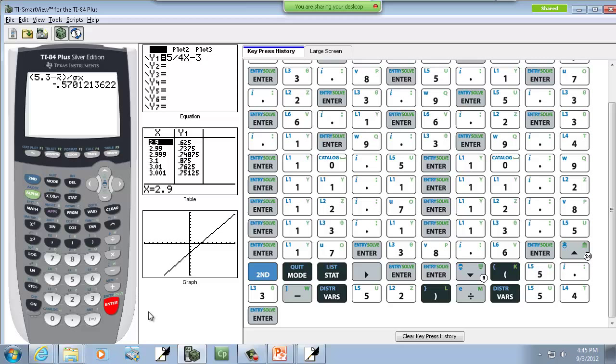Now, whenever you have more than a single number or a single variable in the top or bottom of a fraction, you have to put parentheses around it. That's why I had to put parentheses around the 5.3 minus our mean.